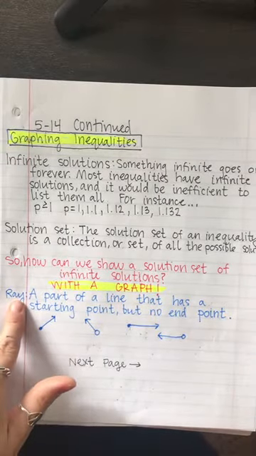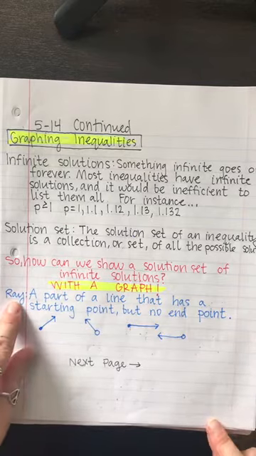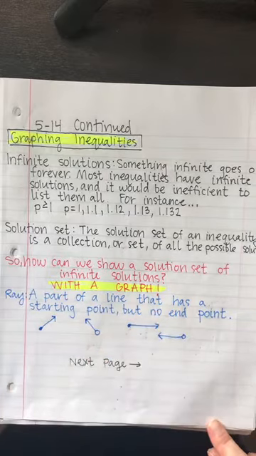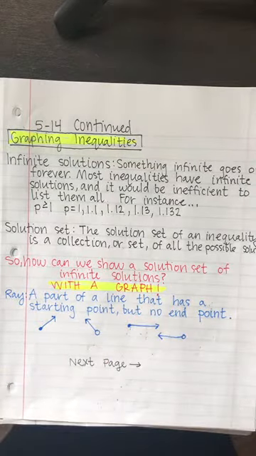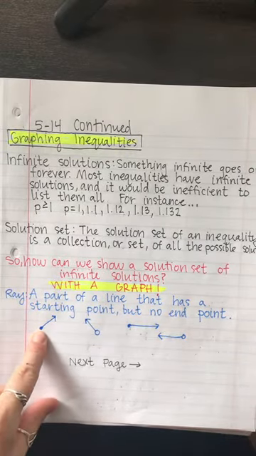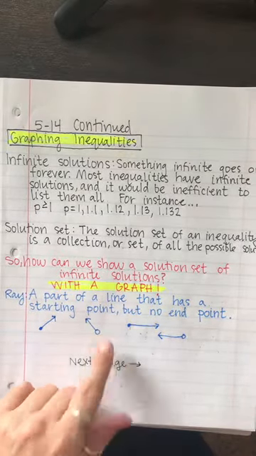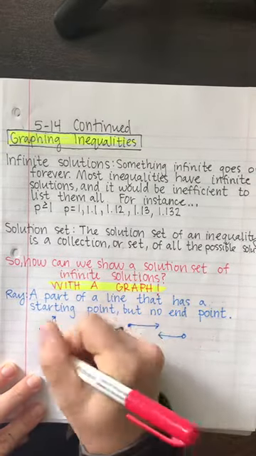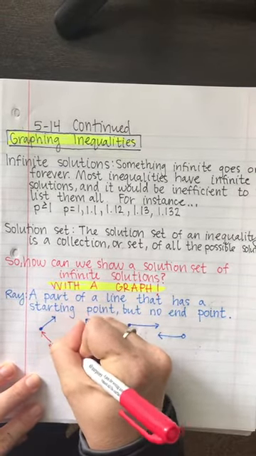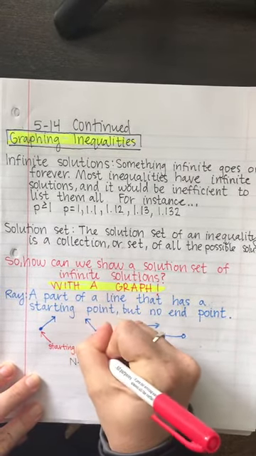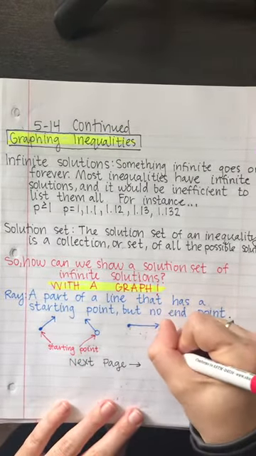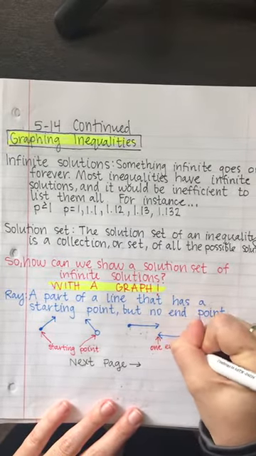All right, I have one more little definition for you, which is a ray, R-A-Y. It is a part of a line that has a starting point but no end point. So you can see right here I have two different kinds of rays, one with a dot that's filled in and one with a hollow dot. So these are its starting points, and it's a point. And then the other end has an arrow.